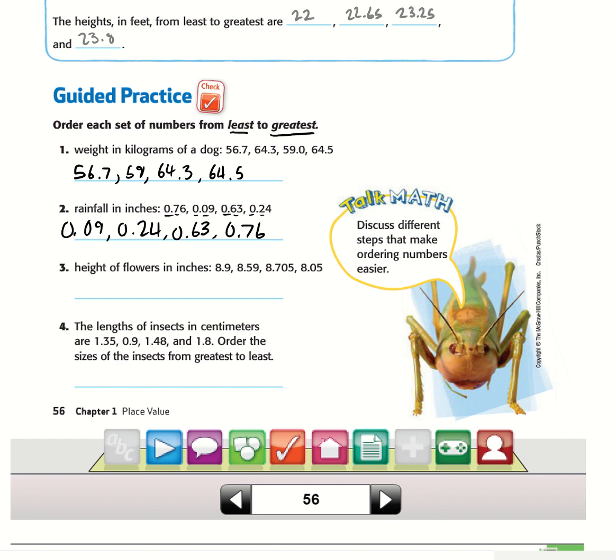Height of flowers. Well, I know it's going to start with an 8. So my tenths, I have a 9, a 5, a 7, and a 0. So my 0 is going to be my least, so I have 8 and 5 hundredths, 8 and 59 hundredths, 8 and 705 thousandths, and 8 and 9 tenths. Very important, just because this has more numbers does not mean it's bigger. I have to start with my greatest place value, which was my 8, and then I moved over to my tenths.